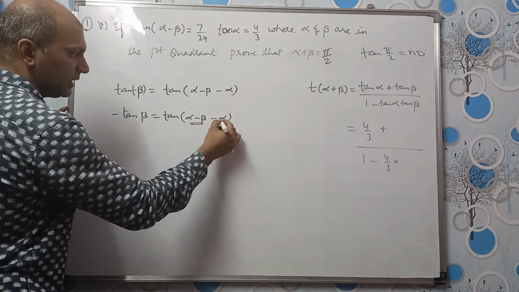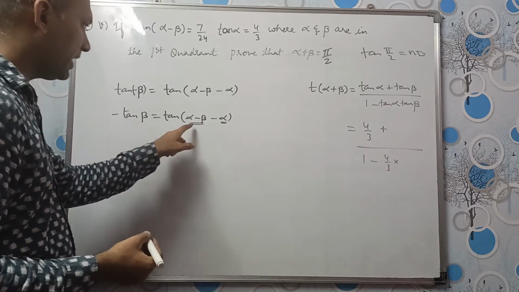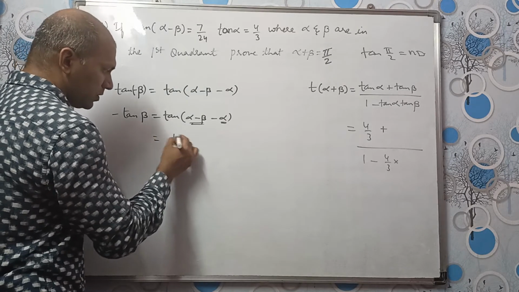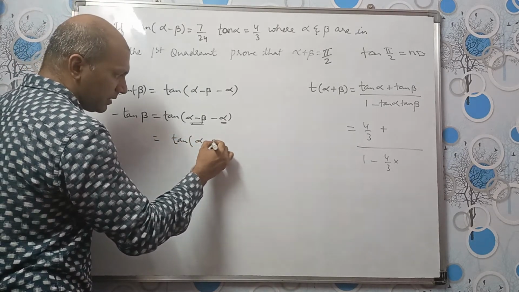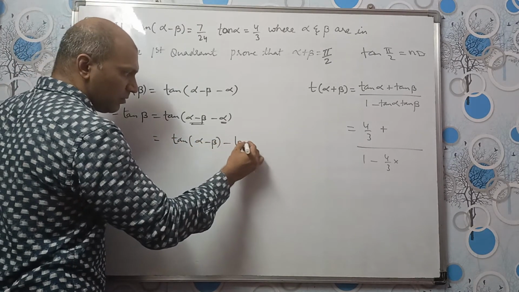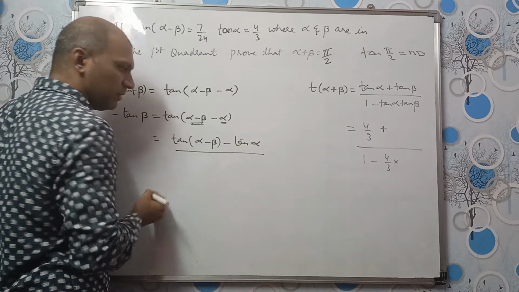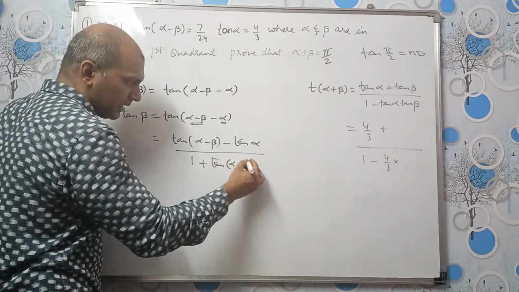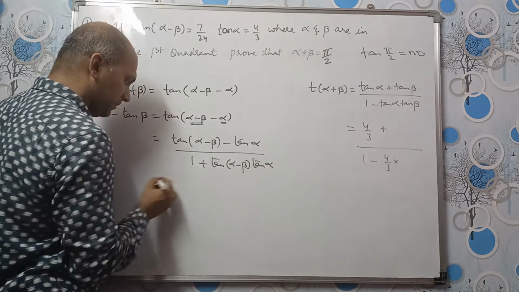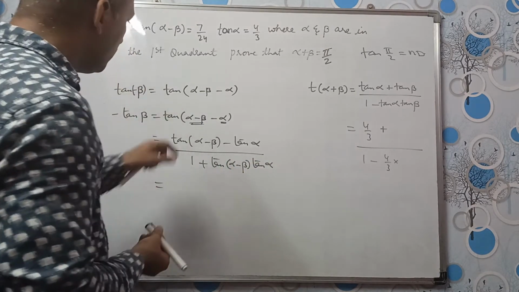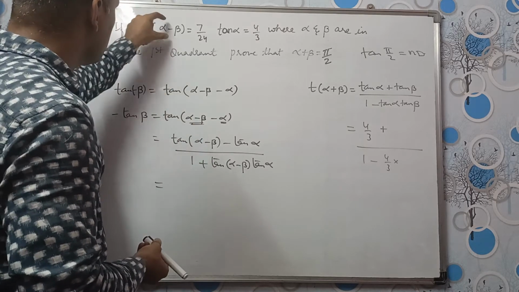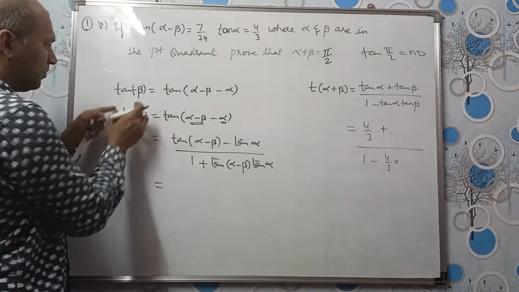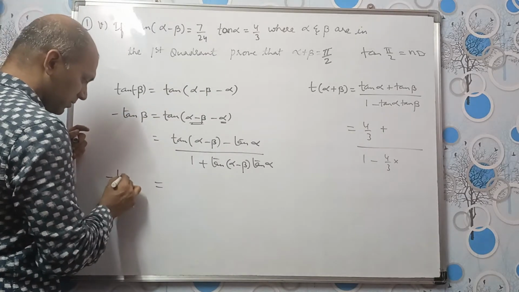So this is one angle and this is one angle now. Tan A minus B formula. So it will be tan A minus tan B divided by 1 plus tan A tan B. Why did we use this? Because tan alpha minus beta is given and tan alpha is given. So using that, we can find minus tan beta.